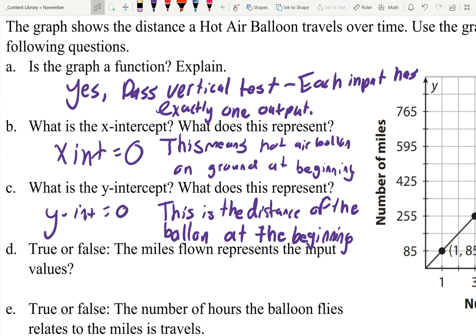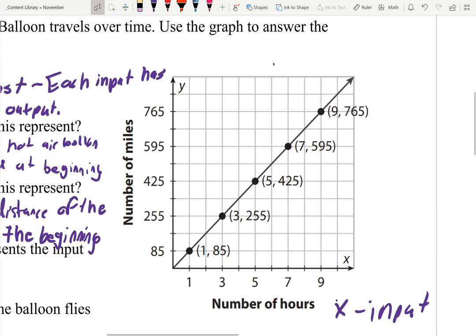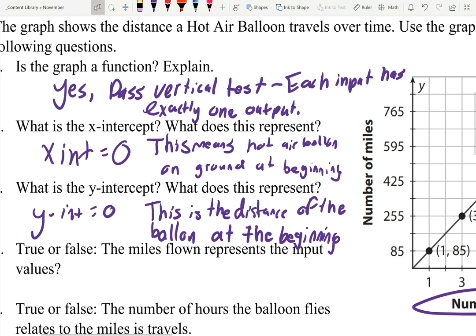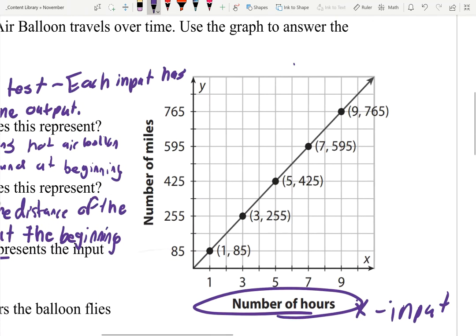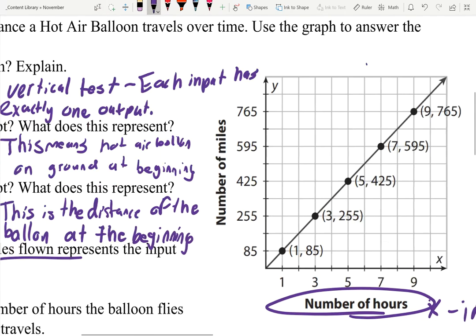True or false? The miles flown represents the input values. Now, input values, remember, are the x values. Now, x values represent number of hours, not the miles flown, because the miles flown is our y-axis, which is our output values. So this would be false. The miles flown really represents the output values, whereas the number of hours would represent the input values.